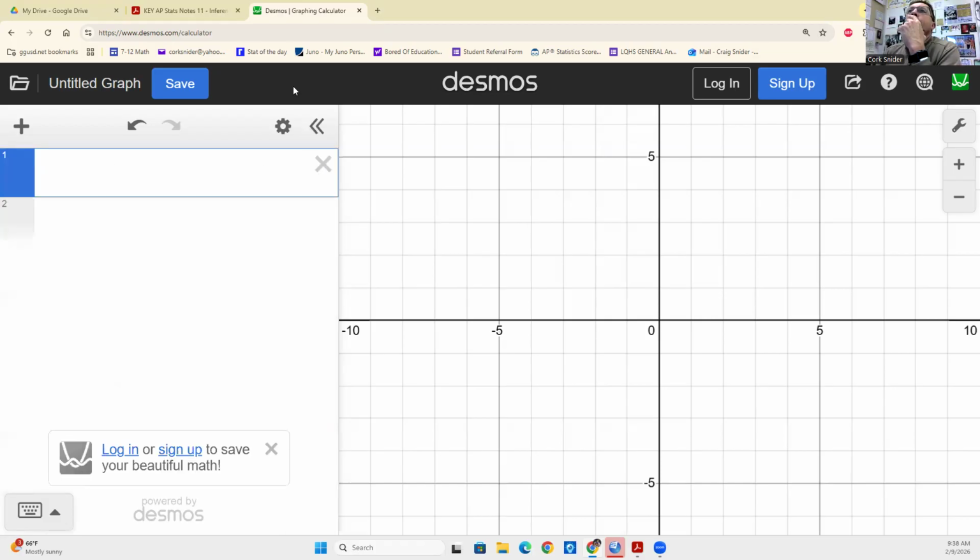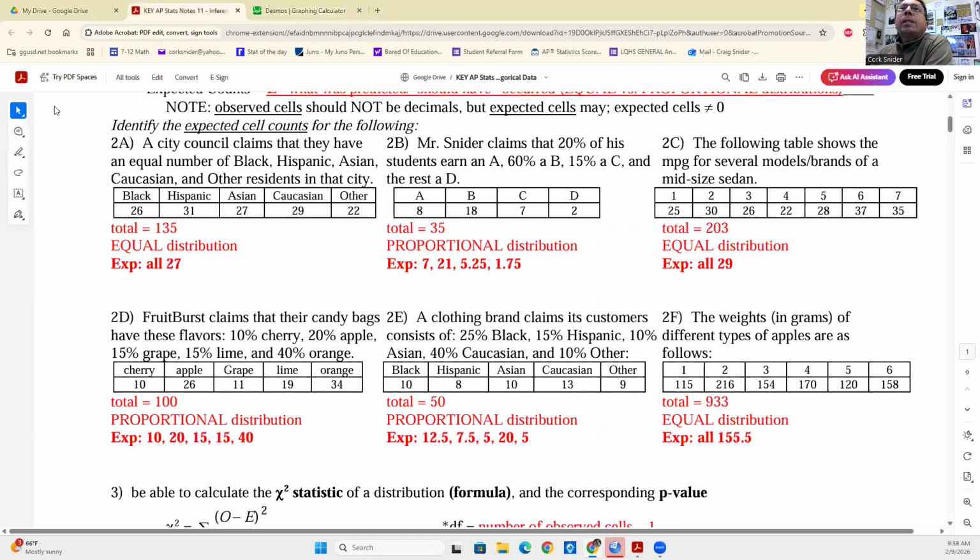Okay, now, if I go back to this, the other style of prompt, it's actually the same thing, is this type, where you have percentages where things are supposed to happen. Okay, Mr. Stunder claims that 20% of his students earn an A, 60% a B, 15% a C, and the rest a D. Okay, so what you got here is the total is 35. Okay, so I need to multiply. So let me get these numbers in Desmos.